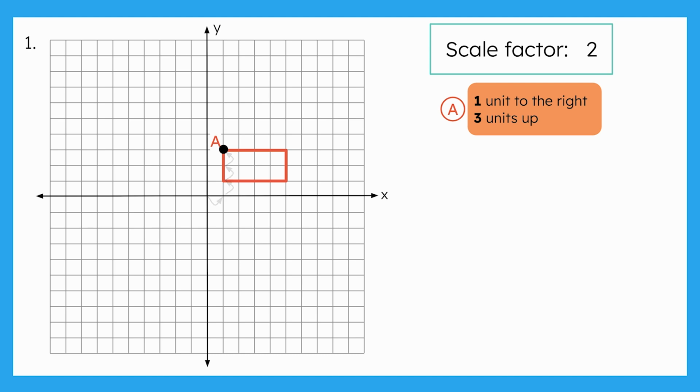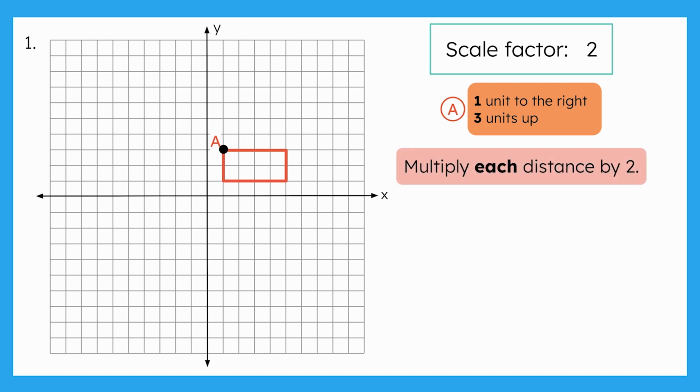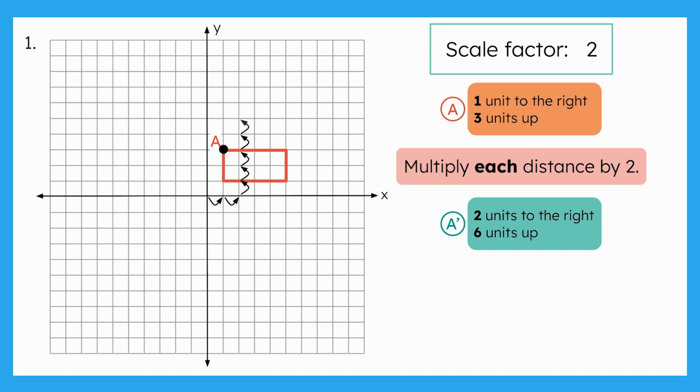So, when we apply our scale factor of 2, we'll multiply each distance by 2. How far away will A prime be in the x direction after applying the scale factor? Well, 1 times 2 is 2, so it will be 2 units to the right of the origin. What about the y direction? 3 times 2 is 6, so it will be 6 units up from the origin. Now that we know where A prime will go, we'll plot it on the same coordinate plane by going 2 units to the right of the origin and 6 units up, like this.